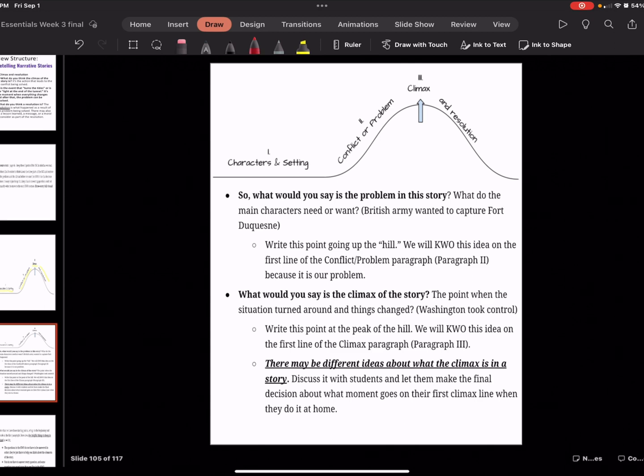Okay, so we're going to look and see what would be the problem. What would you say the problem is in the story that we read? What do the main characters need or want? The British Army wanted to capture Fort Duquesne. So we would write this point going up the hill. It's not the characters in the setting, it is the conflict or the problem. Let's see, the British wanted to capture Fort Duquesne.